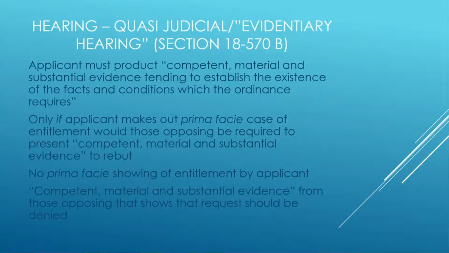So the burden's on the applicant under 8-570B, given that this is an evidentiary hearing, not a legislative hearing, to produce competent material, substantial evidence, tending to establish the existence of the facts and conditions which the ordinance requires. And only if they make out that prima facie case are we required to come forward with competent material and substantial evidence to rebut it. They haven't done that, but we have. We've come forward with competent material and substantial evidence on our own that this variance does not meet the request. Therefore, we believe, as a matter of law, the request has to be denied because this is a quasi-judicial hearing. Burden's on them, not on us, to show otherwise.